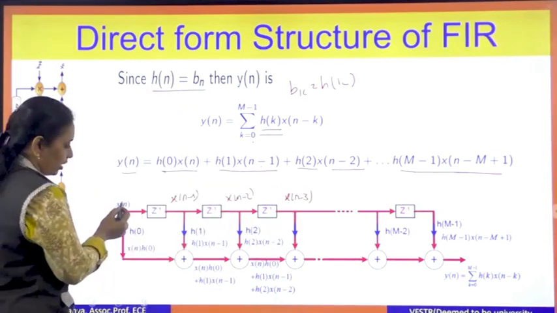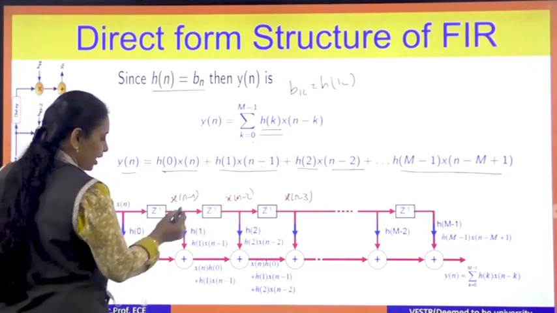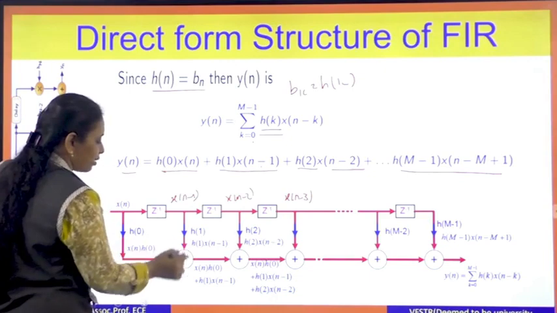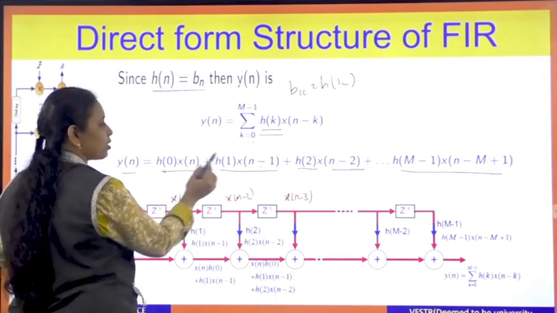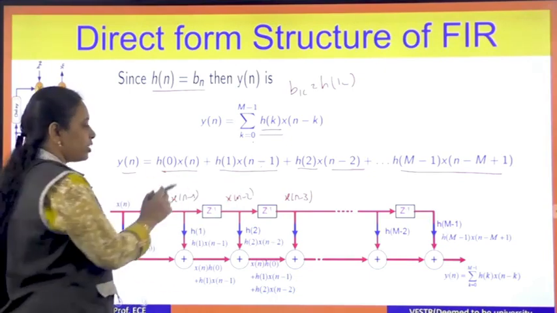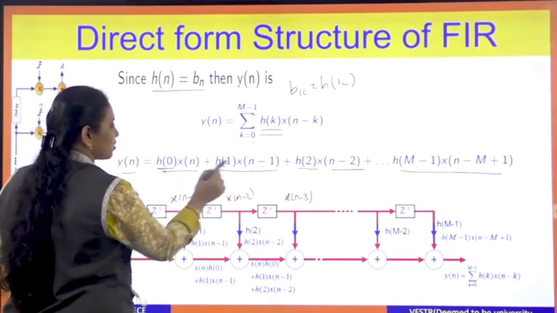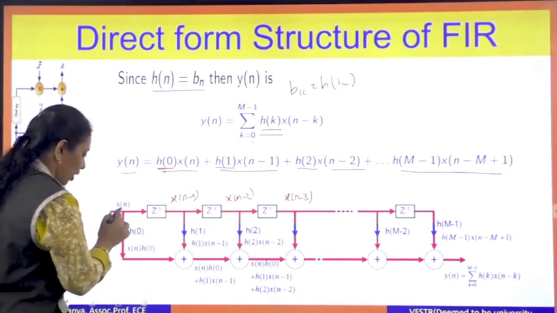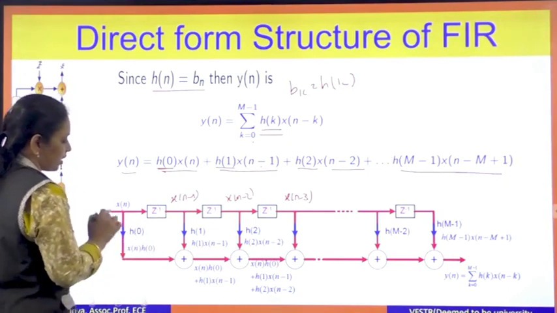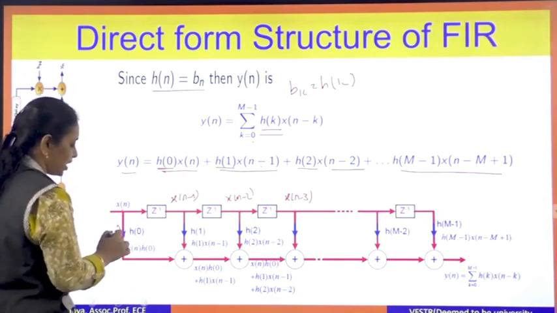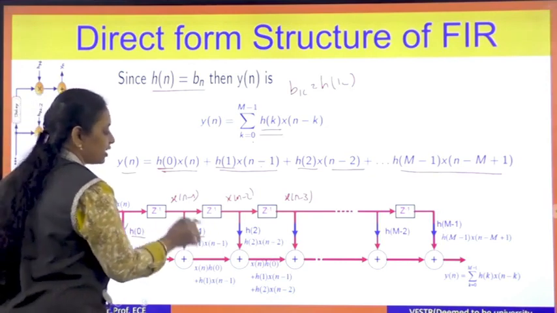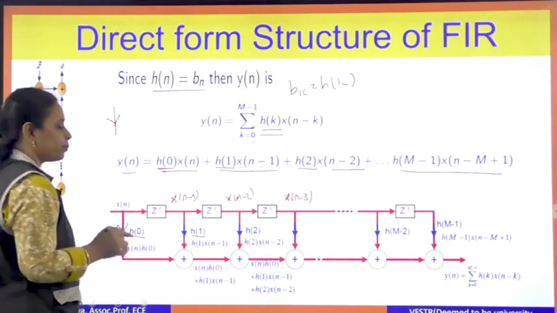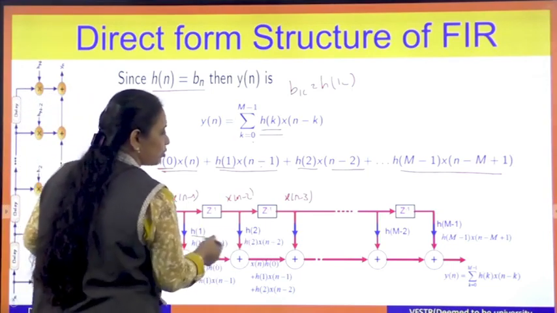Now this x of n, if you take and put an adder here, and x of n minus 1 is coming here, and both are added together. So I will have x of n plus x of n minus 1, but x of n is multiplied by h of 0 and x of n minus 1 is multiplied by h of 1. So in the flow of the branch I can put here h of 0 and h of 1, as I told that this is a multiplier. So similarly I can put h of 2, and so on.